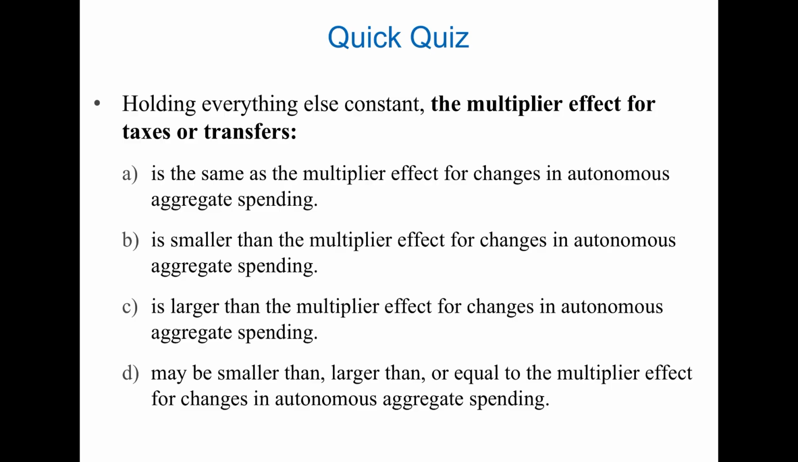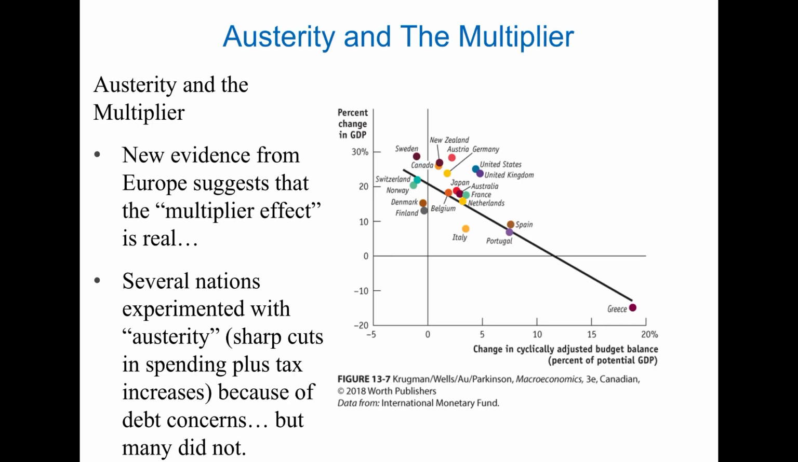So the correct one is B. Is it larger than? No, that's not possible. Maybe smaller than, larger than, or equal to the multiplier effect for a change in autonomous aggregate spending. So that is also not true. So the only option is B.